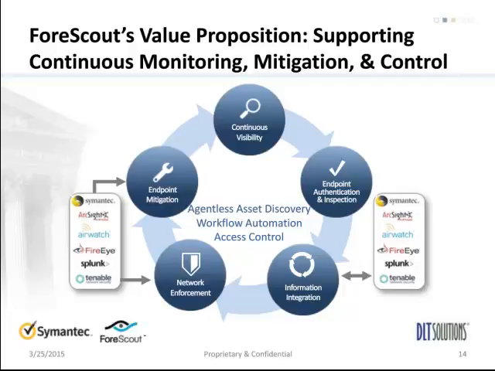Starting at the top, it begins with continuous visibility. How we drive that visibility and maintain it is by ensuring endpoint authentication and inspection. What we mean by that is, do I know the device? Is it trusted? Is the person on the right device? Are they doing the right things? Is the system up to date?